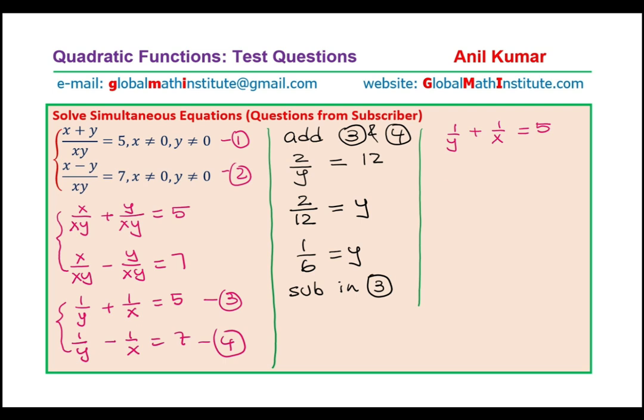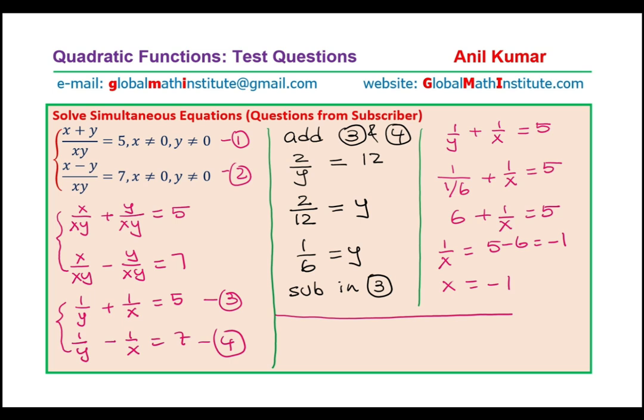Let me do it in 2 steps. What I'm trying to say is 1 over 1 over 6, right? Plus 1 over x equals 5. Makes sense, right? So it is 6 plus 1 over x equals 5. So 1 over x is equal to 5 minus 6, which is minus 1, or x is equal to minus 1. Okay? So with that, we get our solution, and clearly the solution is that x equals minus 1 and y is equal to 1 over 6.